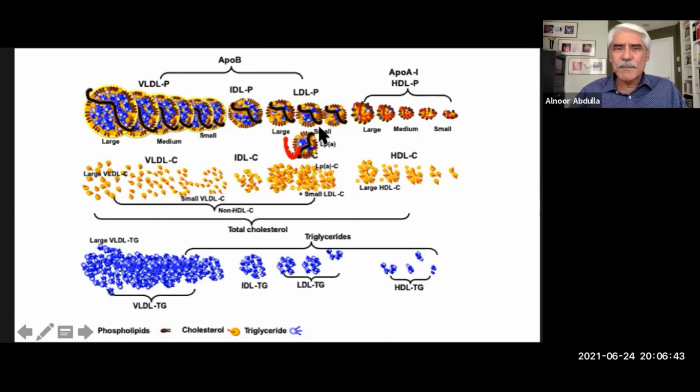And LDL has been used as a poster child for all these atherogenic particles because it has the most concentration of cholesterol, and in large long-term clinical trials, it essentially mirrors the non-HDL cholesterol.